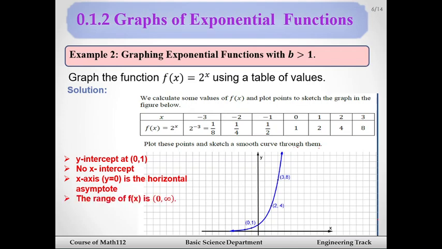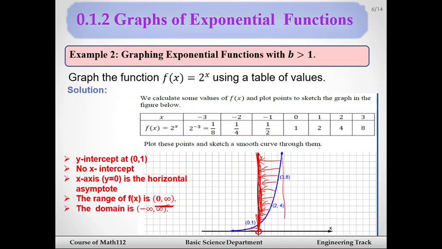And the range of f of x is 0 to infinity. How can you know from the graph? You take the projection of the graph onto the y-axis, and the collection of these points, starting from here but with 0 not included, are the projections of the points on the graph onto the y-axis. So it makes the range of the function.